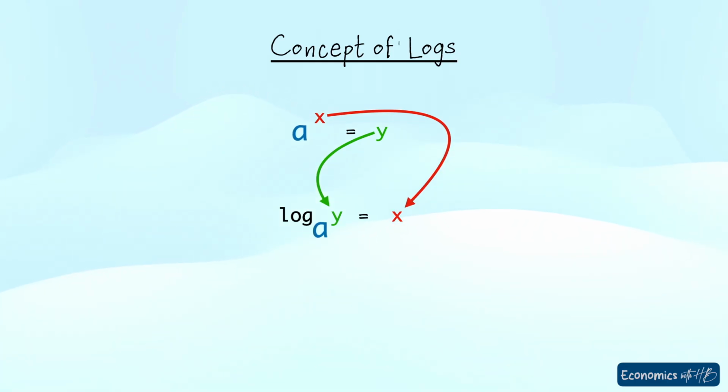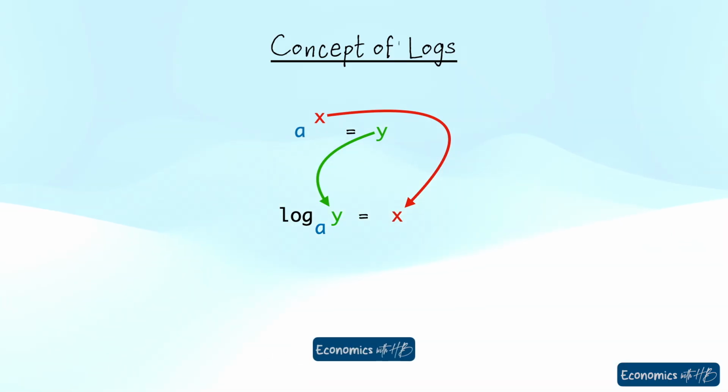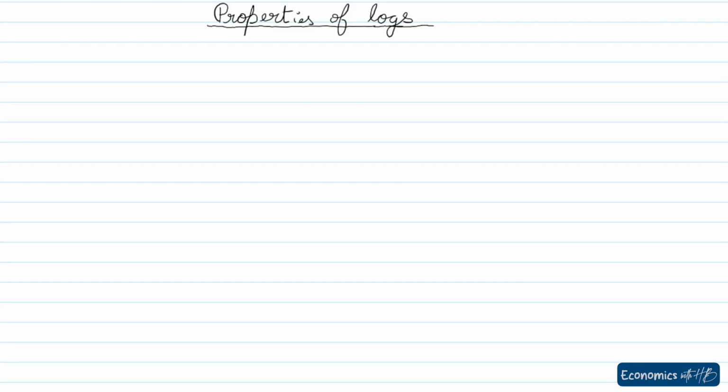Easy peasy. Now let's see the basic properties of logs, which we'll use extensively in differentiation. Number one is what we also call the product property. Log m into n to the base a can be written as log m to the base a plus log n to the base a.